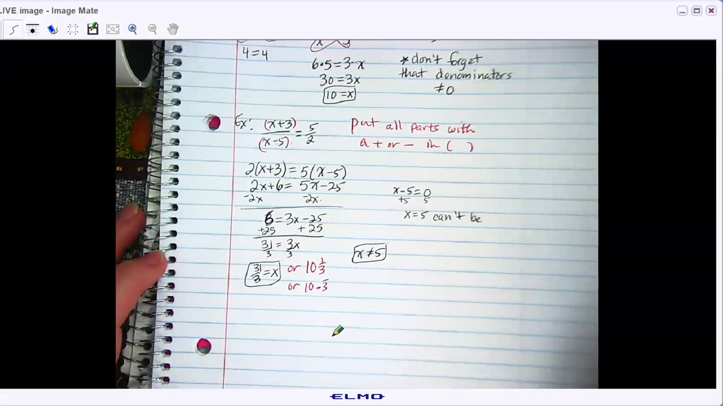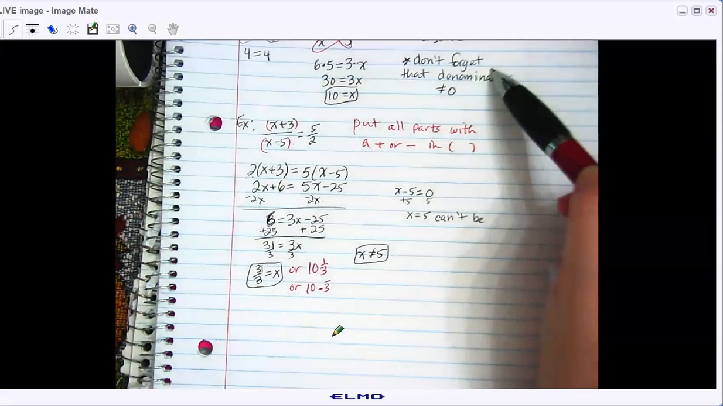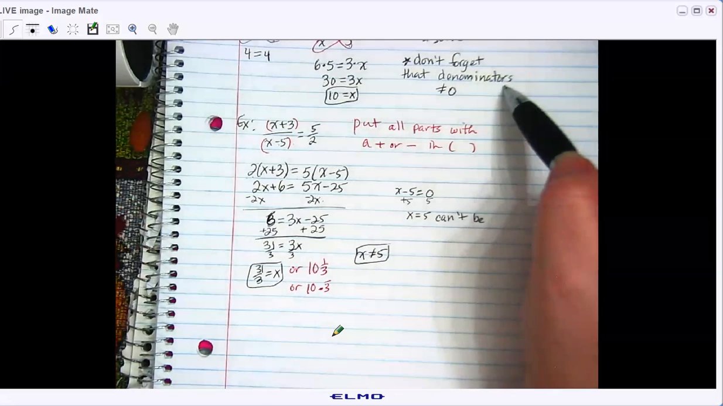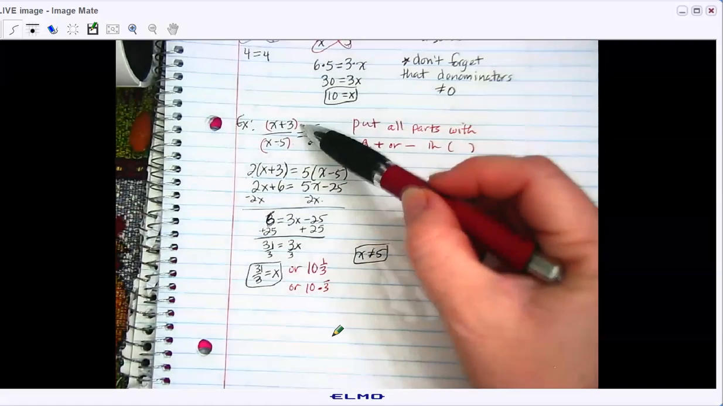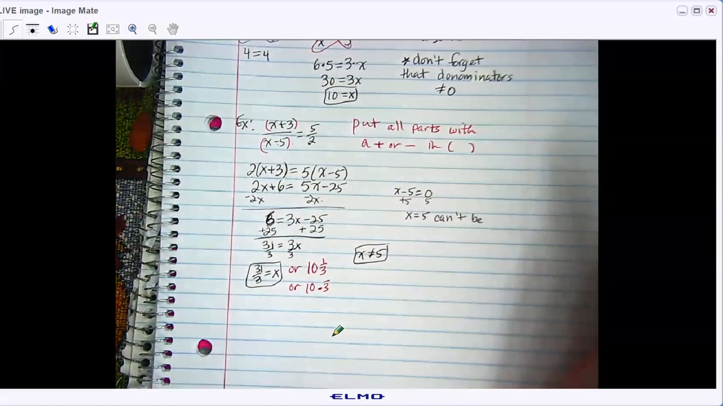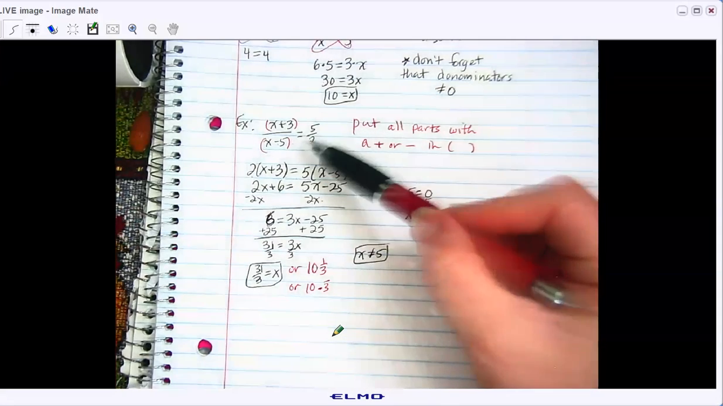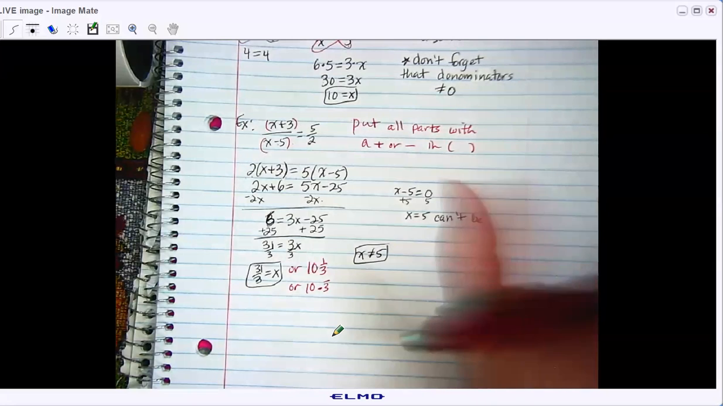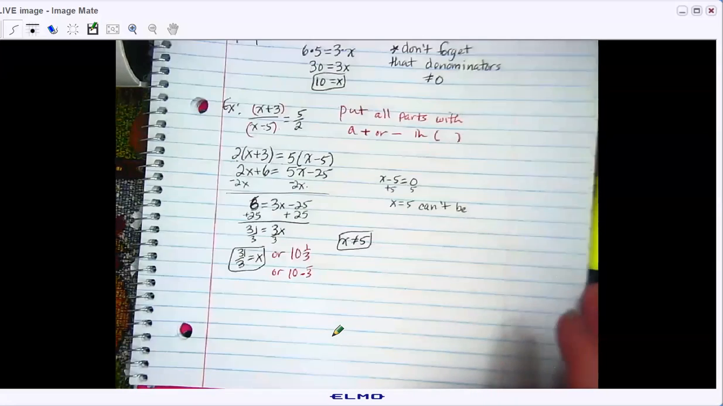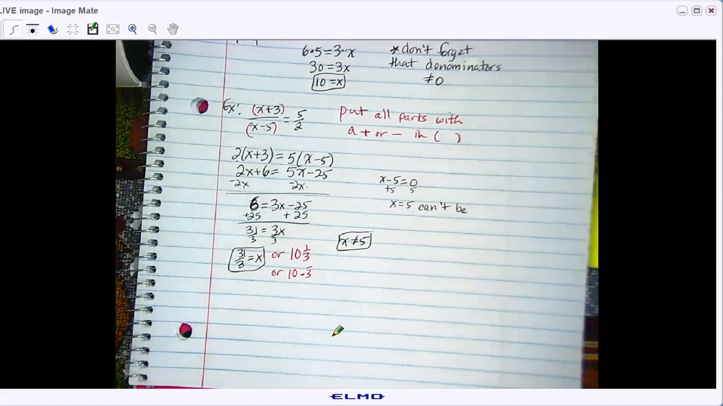Now I had some questions last period. It's like, well, what about the x plus 3? Well, if you look back up here, it's the denominators that can't equal 0. The numerator can equal 0. So we don't need to worry about the x plus 3. We only need to worry about the x minus 5. And we only need to think about a restriction if there's a variable in the denominator. If there's not a variable in the denominator, there are no restrictions. But if that didn't make a lot of sense, don't worry about it, because we don't go over that a lot.